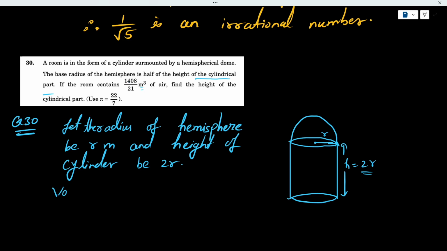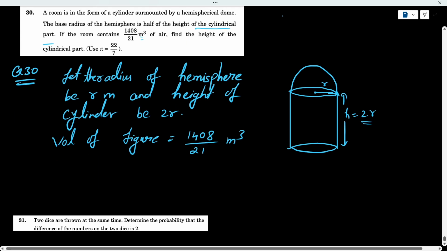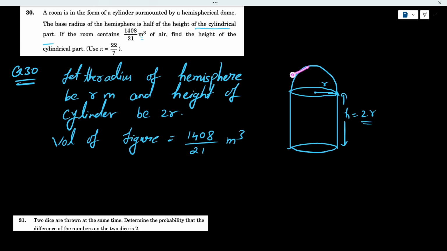That means here the total volume of the figure is 1408 by 21 cubic meter. Find the height of cylindrical part. Now, if you will see, the volume is going to be the sum of both, right? So it will be the volume of hemisphere plus the volume of a cylinder. So what you can write down here is the total volume of the figure.